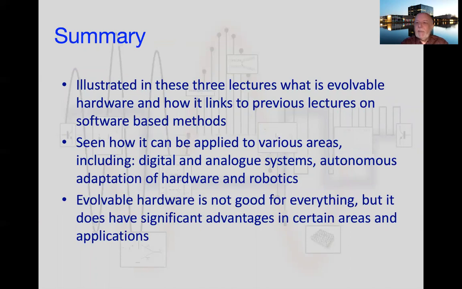So this is the end of lecture 3, and it's the end of the 3 lectures on evolvable hardware. And so what I hope I've done is give you a bit of an idea of how evolvable hardware links to the previous lectures, where you've looked at more software-based methods for evolution. And you've seen how it can be applied into different areas. So things like digital and analog systems, electronics, autonomous adaptation of hardware, and of robots. And so, you know, evolvable hardware isn't good for everything. And actually humans are pretty good at designing many things. But it does have advantages in certain areas and certain applications, which we think are really useful things to explore.